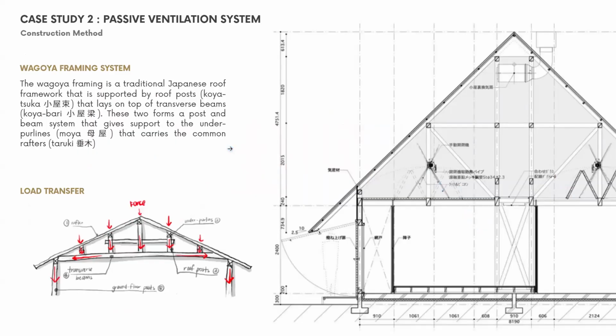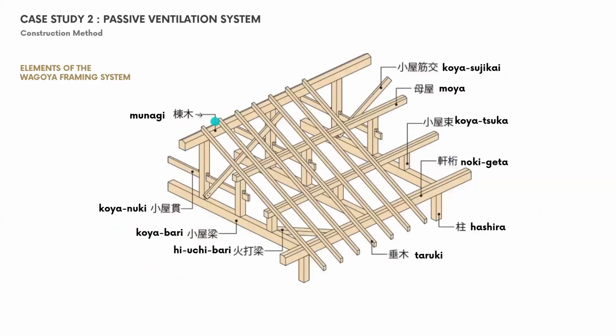So next is the construction method of the building. You can see it's using this wagayo framing system, which is a traditional Japanese roof framework. And this is the diagram showing how load is transferred from this structure towards the posts. And then this is the sectional view of the wagayo framing system. So these are the elements of the wagayo framing system.